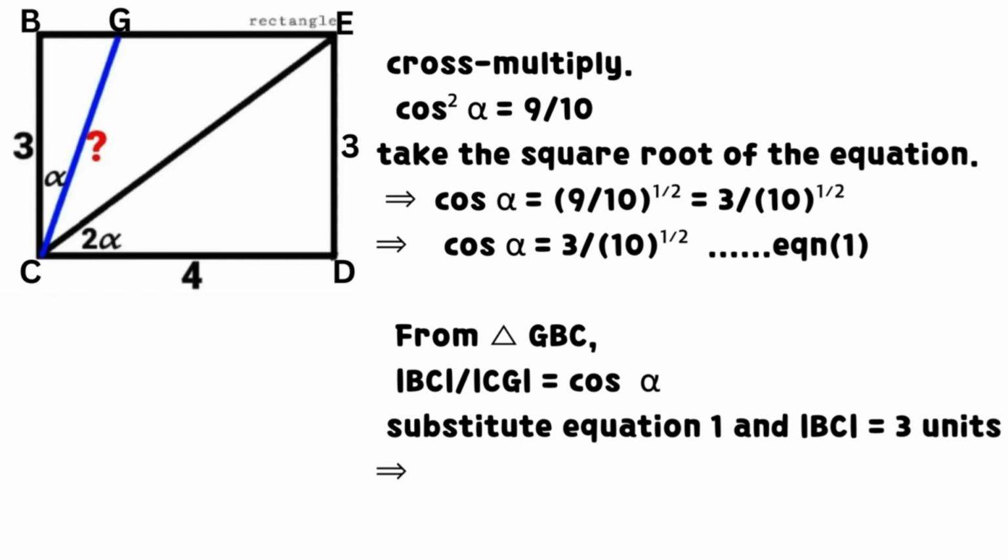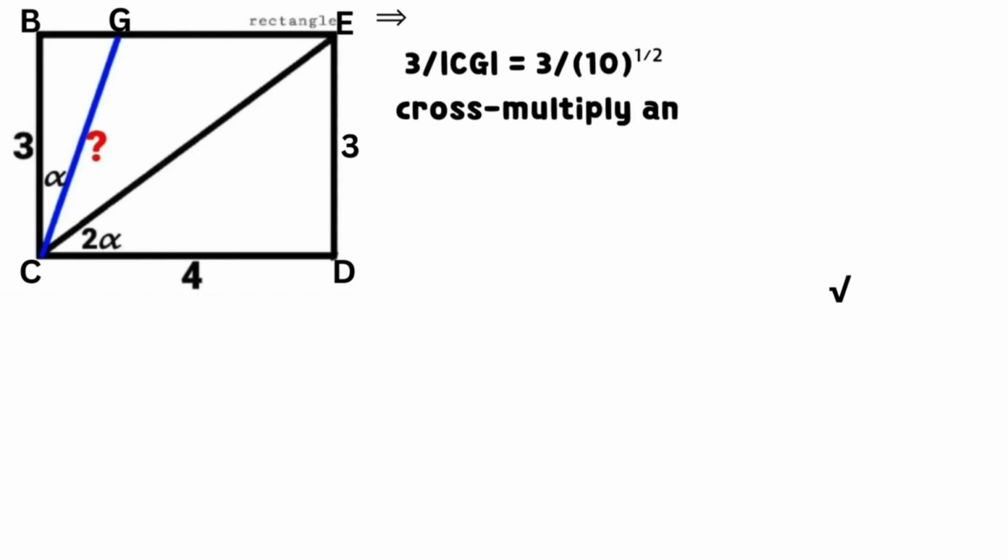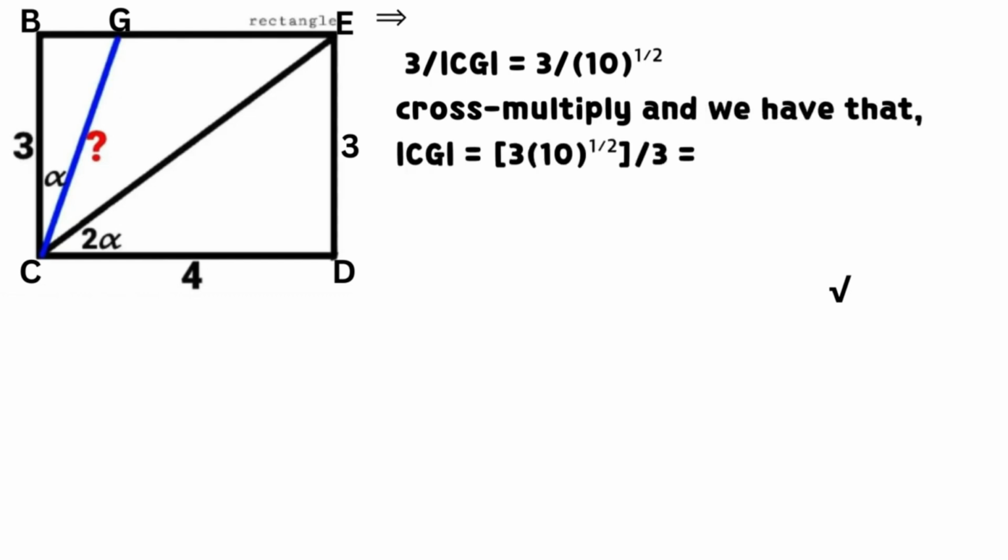From triangle G, B, C, line B, C divided by line C, G equals cosine alpha. Then, substitute values of equation 1 and line B, C into it. It implies that 3 divided by line C, G equals 3 divided by the square root of 10.